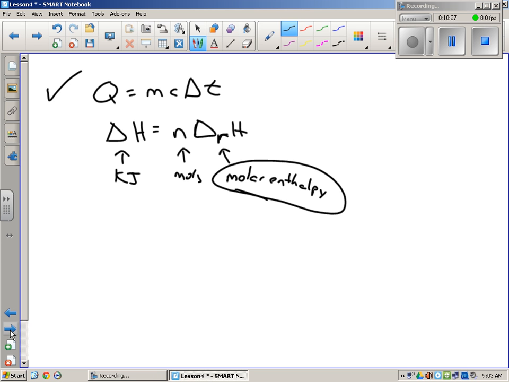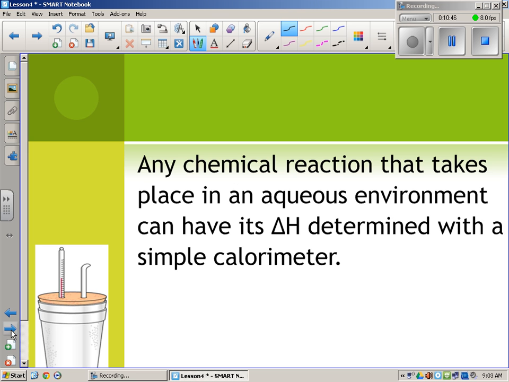So if I want to find delta RH, what else do I need to know? I need to know N, yes? True? And I probably need to know some kind of heat as well. So I need to know delta H here, kilojoules. And where am I going to get this delta H from? Well, maybe from there. We'll see as we go through some of these examples here. So let's take a look here.